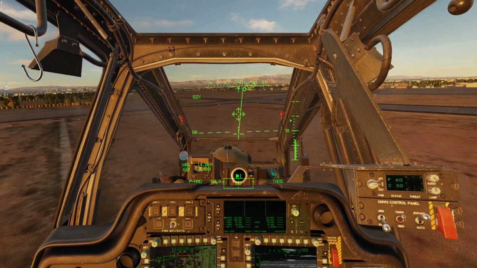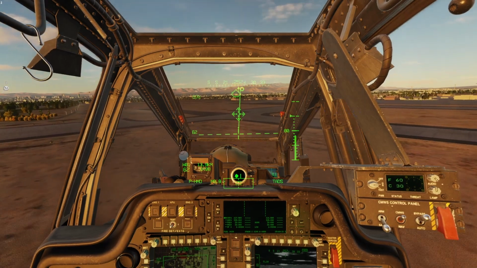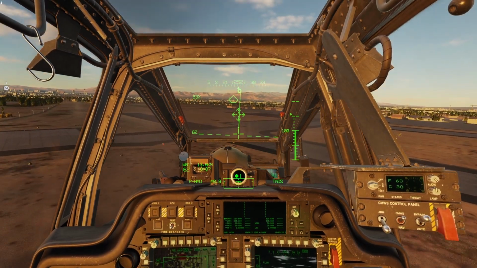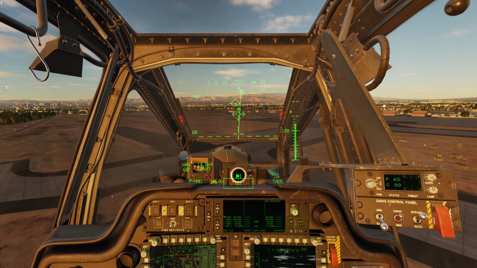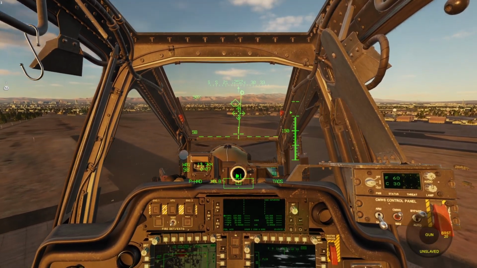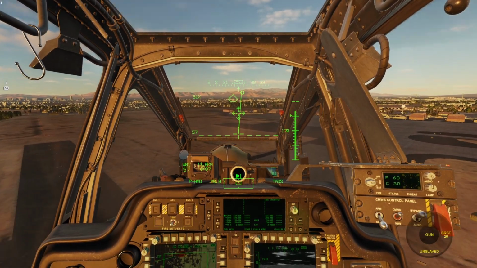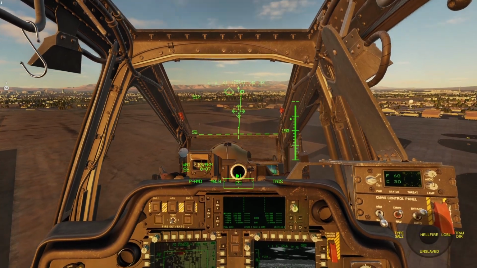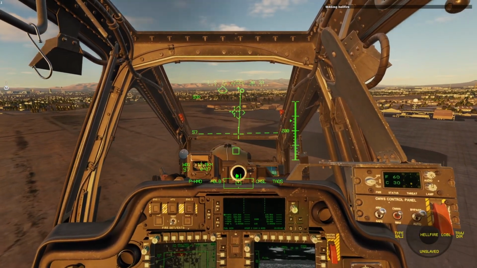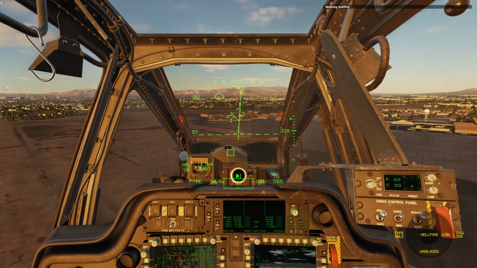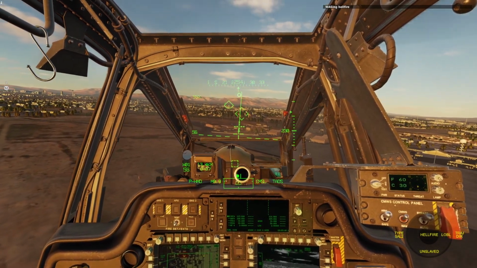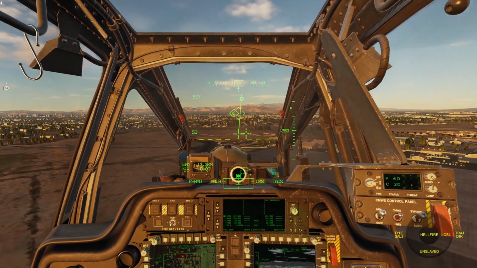If you've been flying the Apache lately, there's no doubt that you've been flying along and then all of a sudden heard this sound. What is that? Why is it happening so much? Can I make it stop? Can I turn it off?